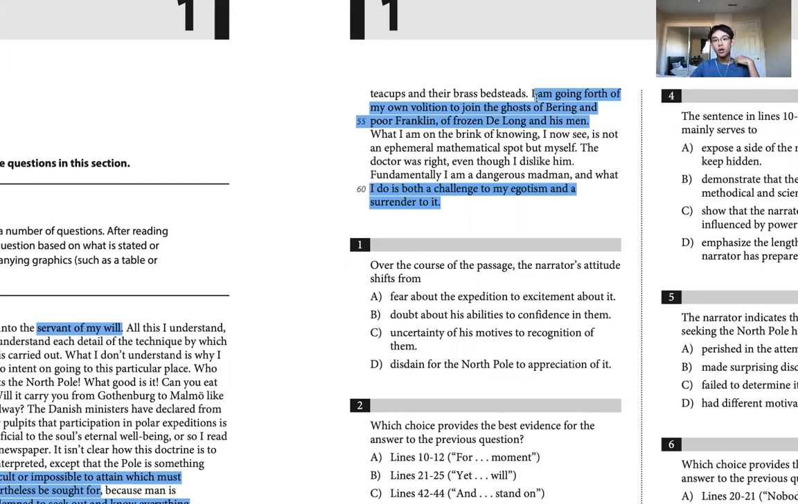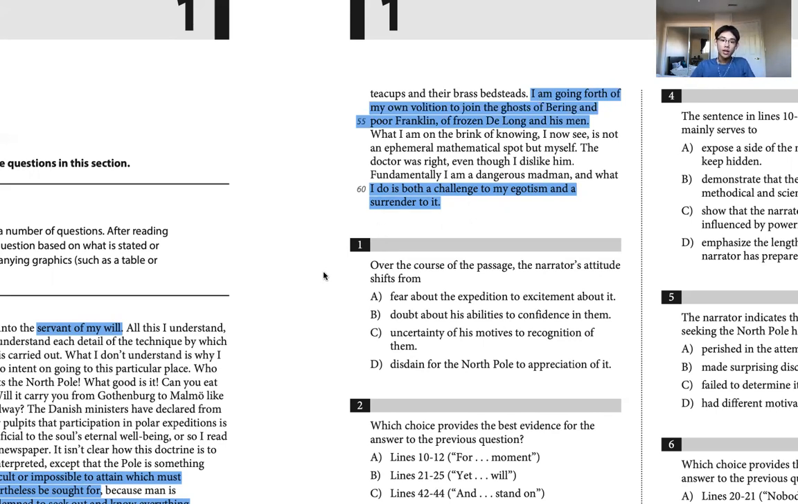So here, the narrator is coming to terms with himself, his desires, and his will to go to the Arctic, to go to the North Pole and to explore. So here he confirms that he is going forth on his own volition to explore and to do something that is crazy, but also something that he finds fulfilling.